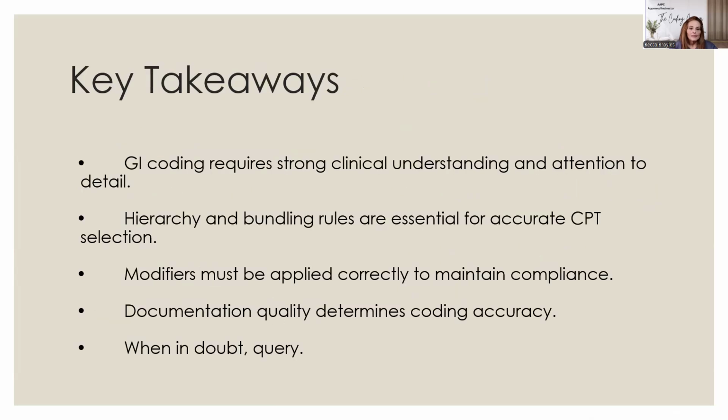Some key takeaways: GI coding requires strong clinical understanding and attention to detail. Hierarchy and bundling rules are essential for accurate CPT selection. Modifiers must be applied correctly to maintain compliance. Documentation quality determines coding accuracy, and when in doubt, query your provider. GI coding is a high stakes and high scrutiny area that requires continuous learning.